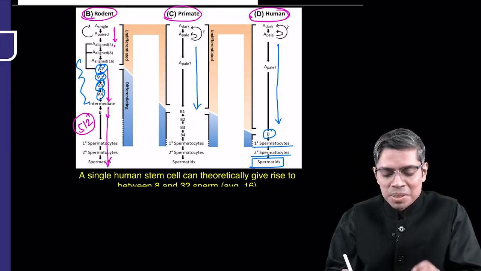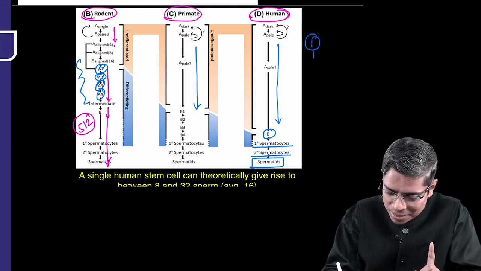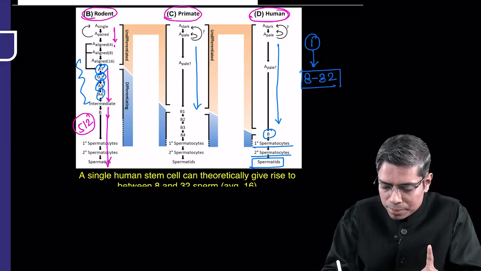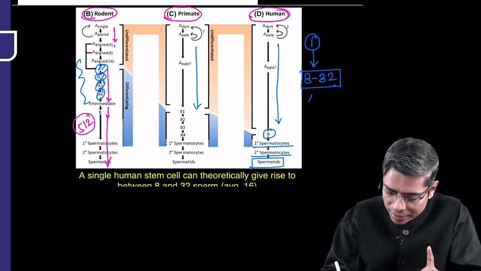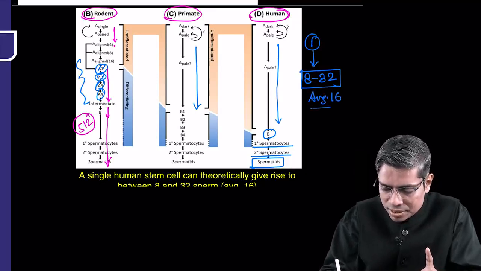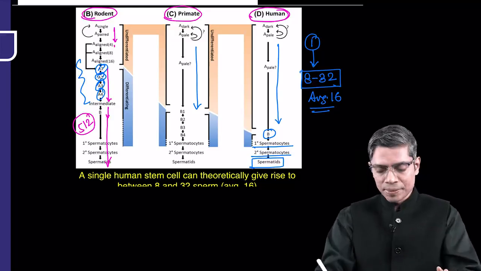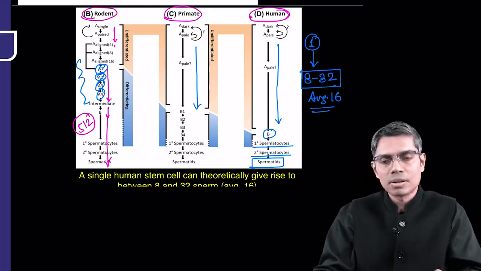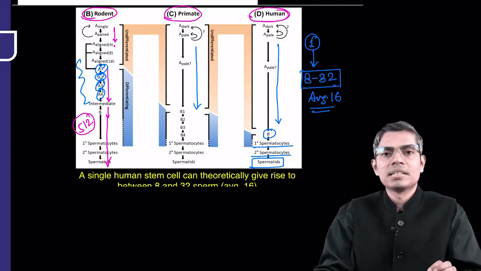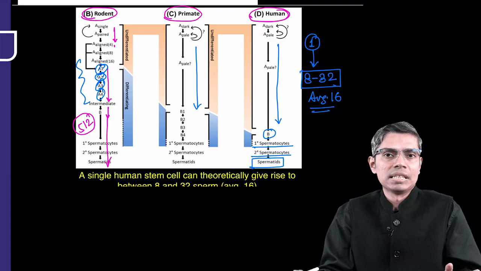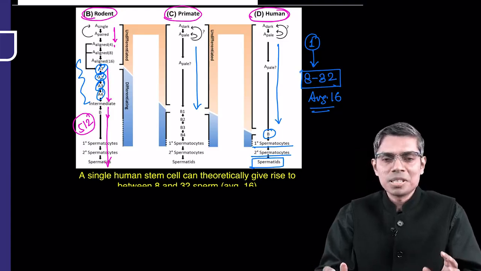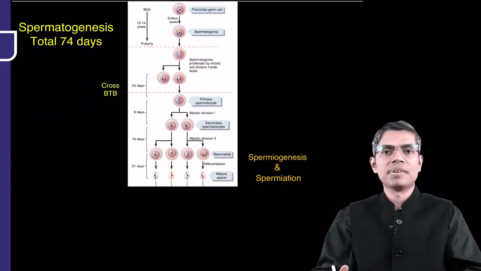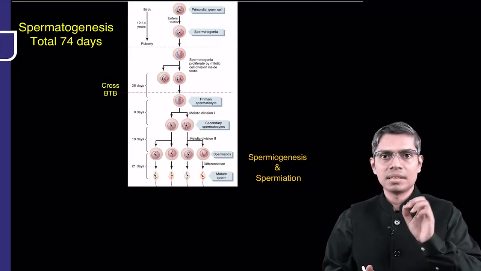By this process, one spermatogonia is giving rise to only 8 to 32 sperm cells. On an average, your answer will be 16. Getting my point? So if the question is coming that one spermatogonia cell in case of human gives rise to how many sperm, your answer on an average is 16, but exact it is 8 to 13 is the range, right? So please remember that in case of human, the steps are very, very simplified. The same thing has been given in Guyton.